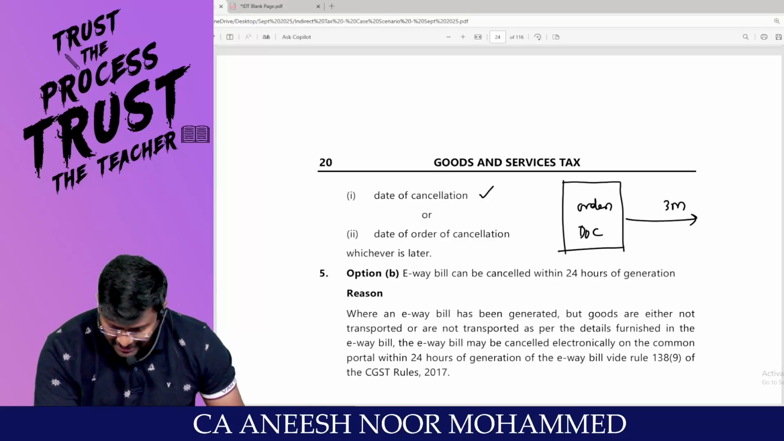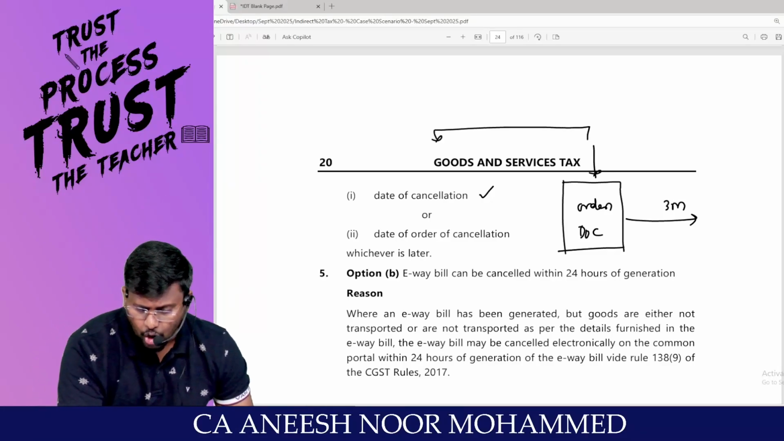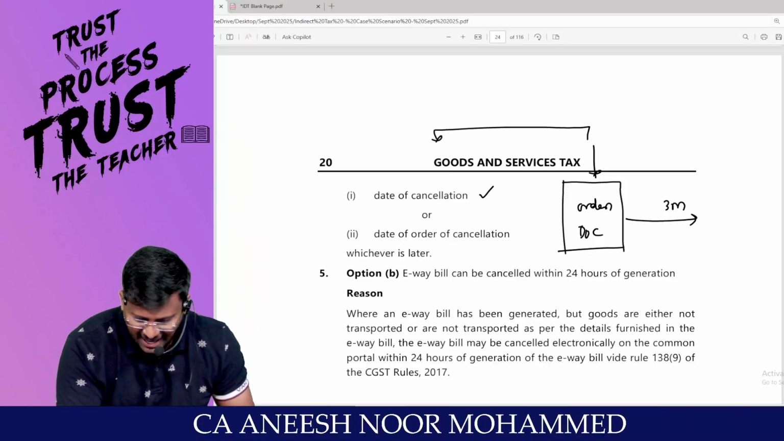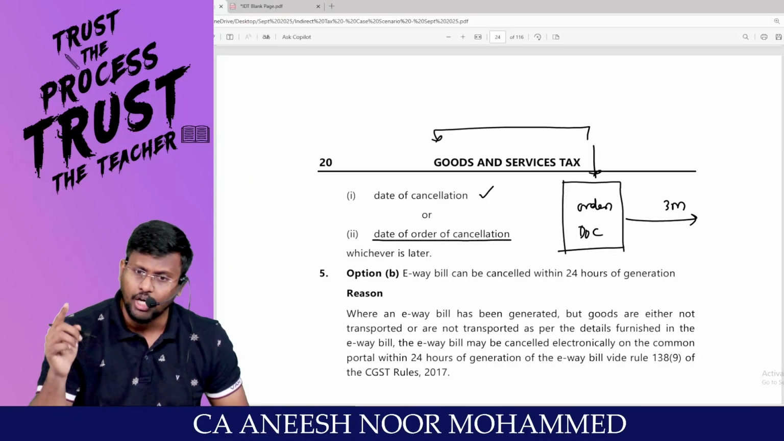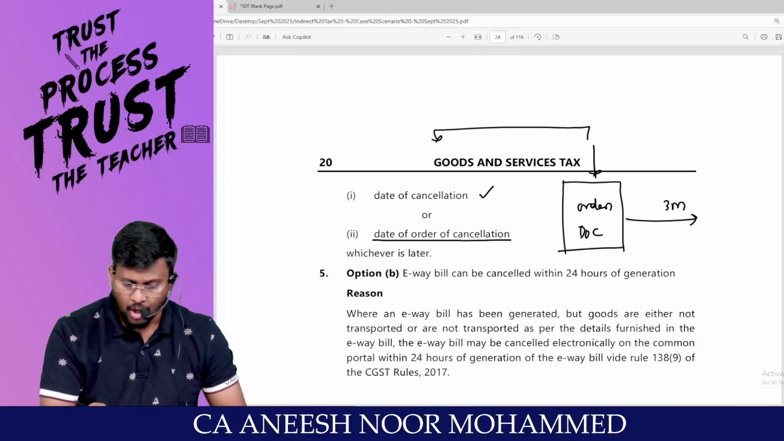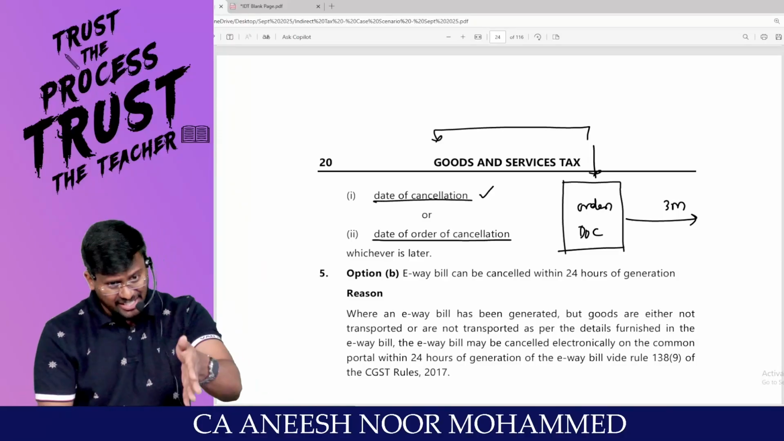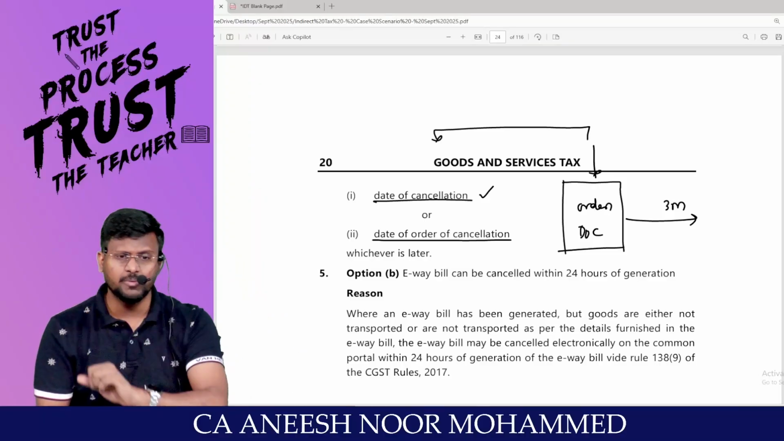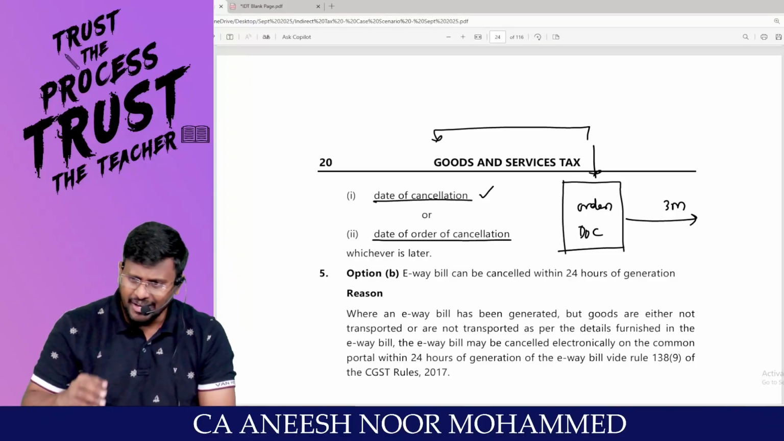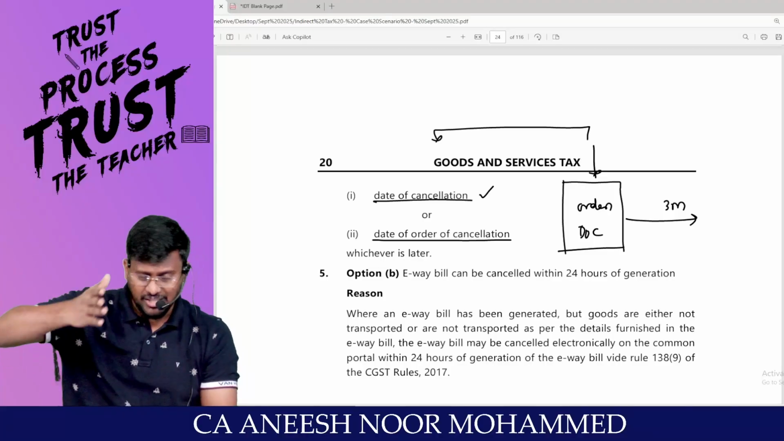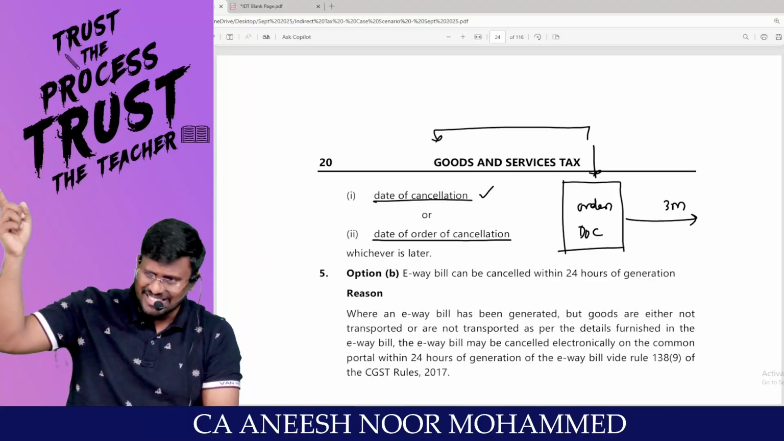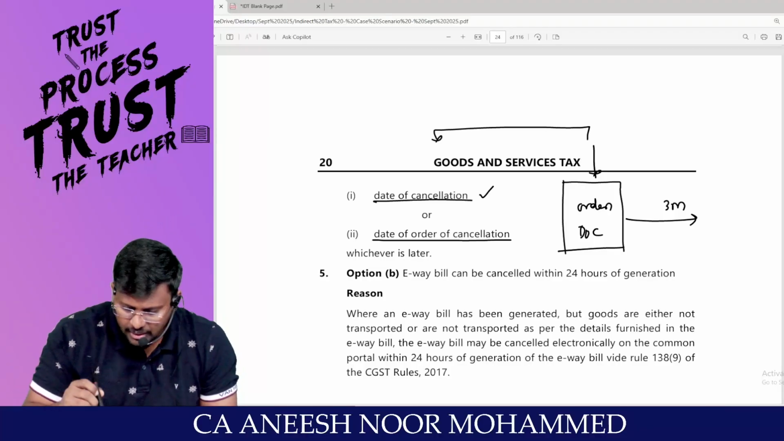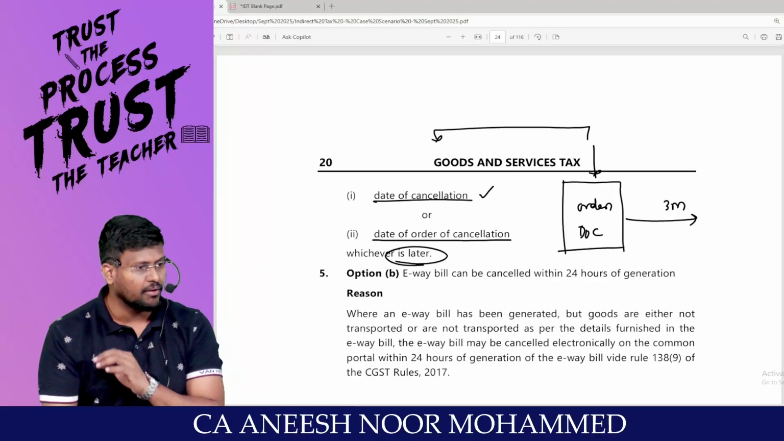Or today they pass the order on a retrospective basis. That's what, sir: either date of order of cancellation, today is the date of order, or date of cancellation. Sir, the order has been passed today, but in that order they said 3 months before. If I take 3 months before or 6 months before as the starting point, already from that 6 months, 3 months have elapsed, right? That's why whichever is later. It can never be earlier logic.